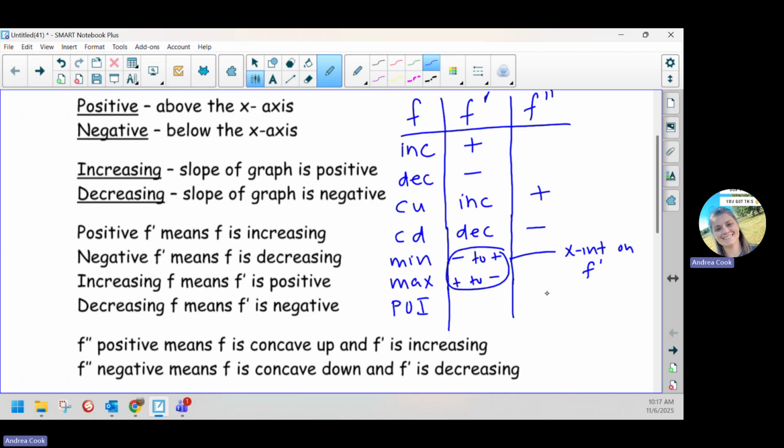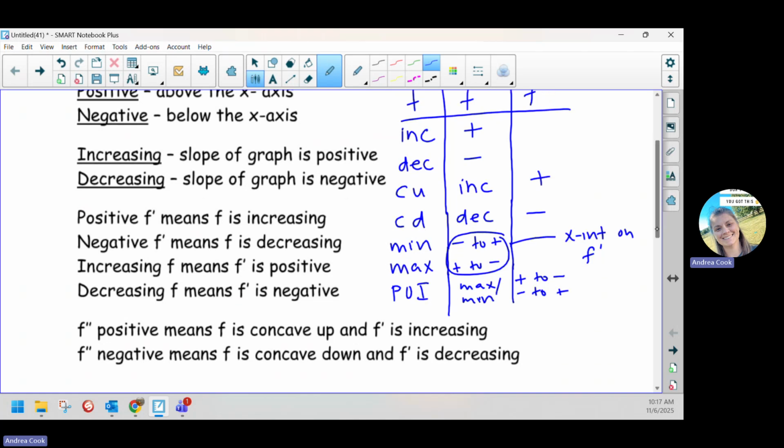A point of inflection happens when f double prime changes positive to negative or negative to positive, which means f prime is changing from increasing to decreasing, which means it would be a maximum, or decreasing to increasing, which would be a minimum. So points of inflection are mins and maxes on f prime.